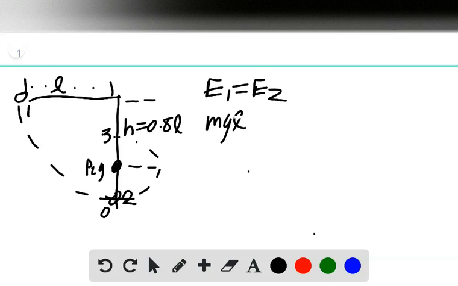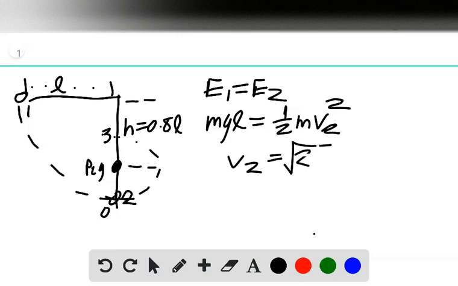So mgL equals, when it reaches the bottom of the swing, we don't have any potential energy because we set this equal to 0, so it's all going to be kinetic, 1/2 m v2 squared. Rearranging that, we get v2 equals the square root of 2gL. Pretty basic. And that's part A.